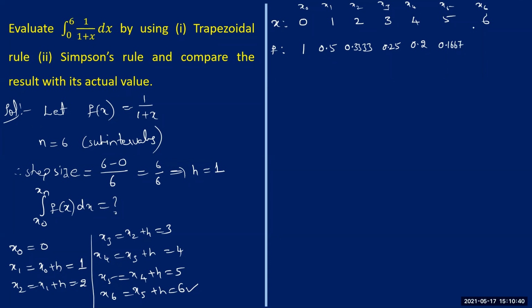Then when you substitute x is equal to 6, right? I'm just using my calculator. We'll get 0.14285. I'm rounding off at the fourth digit, so I'm just taking it as 0.1429. So these are the function values you will get at different points. For convenience, I'm taking this as F0, this is F1, this is F2, and this is F3, F4, F5, and here is the F6.